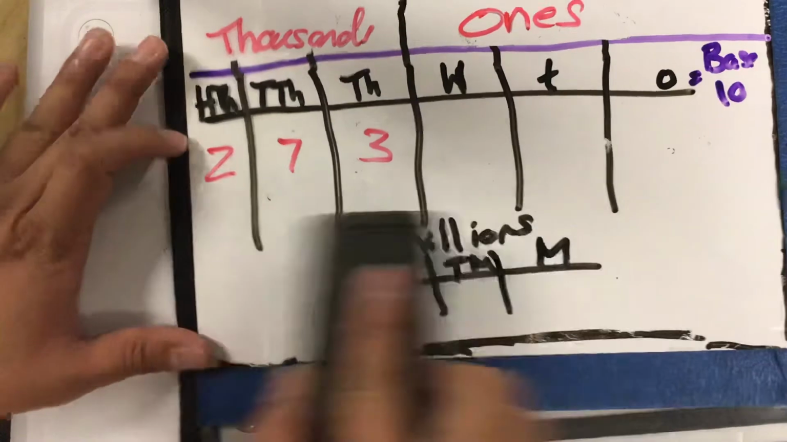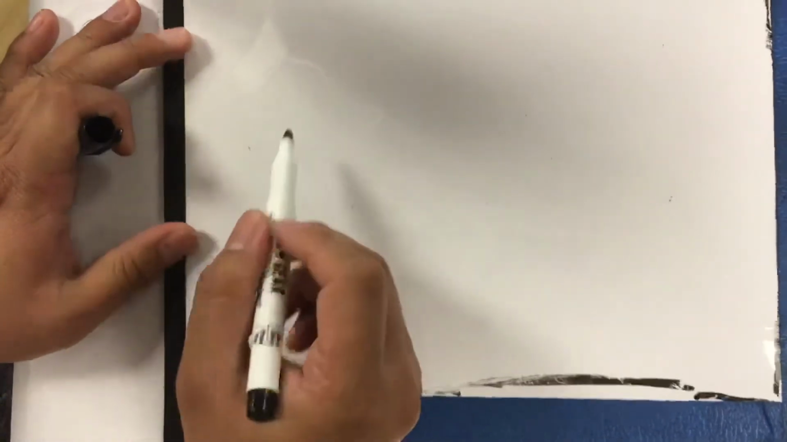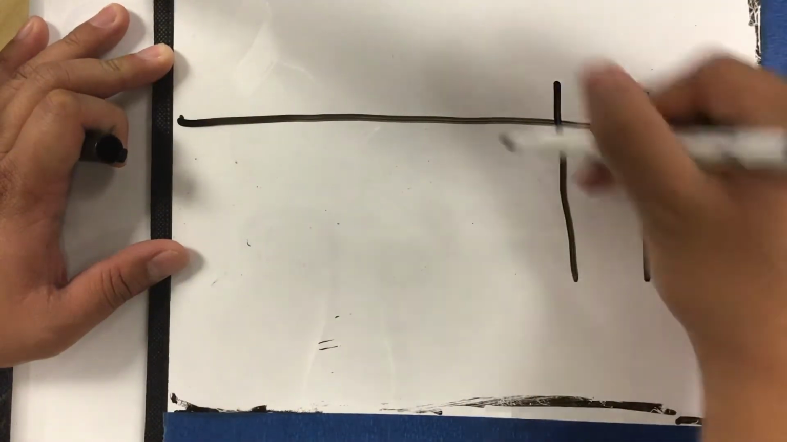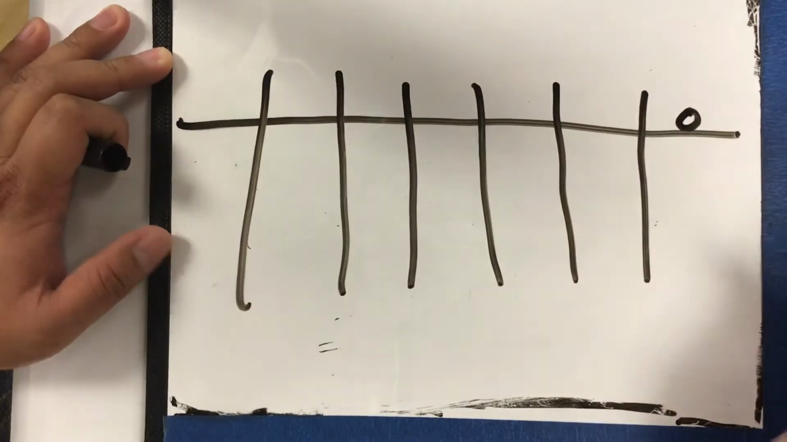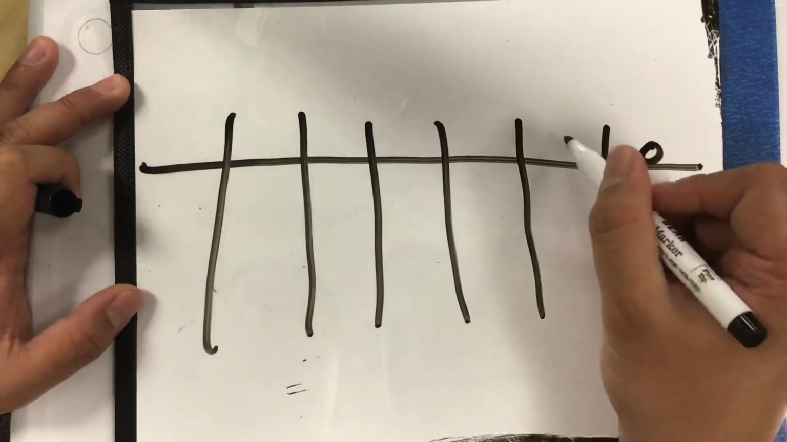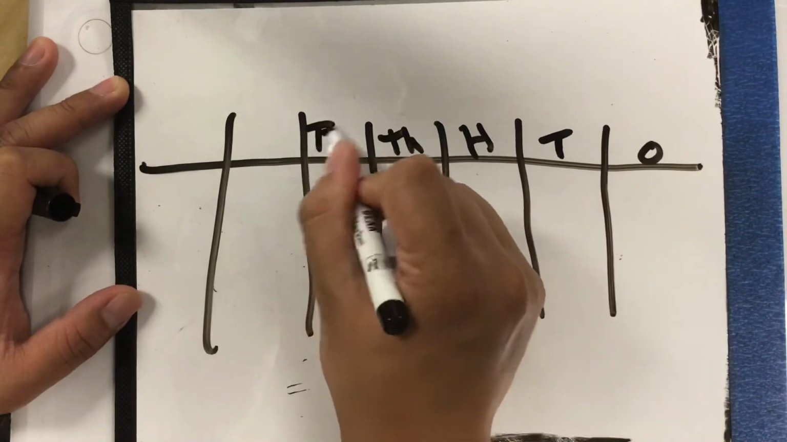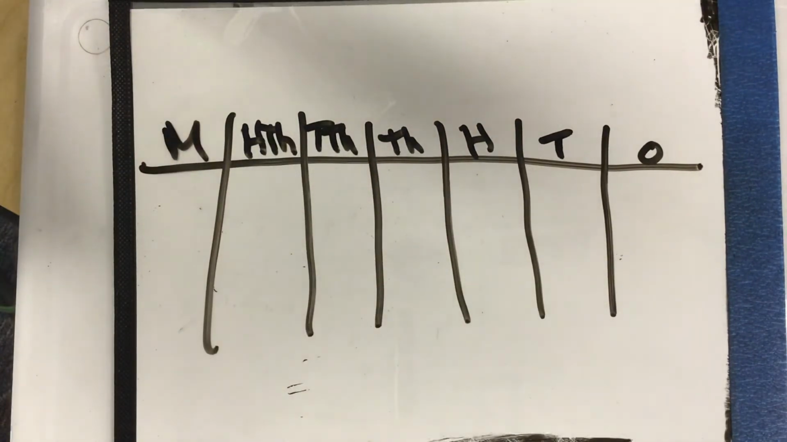Now, what do we do if we have a number greater than 10 in each unit? So what that means is, I'm going to draw it out again, okay? And I'm going to make it a little smaller so I can have space for more things. So I have ones, making sure you can see, tens, hundreds, thousands, 10,000s, 100,000s, and millions.